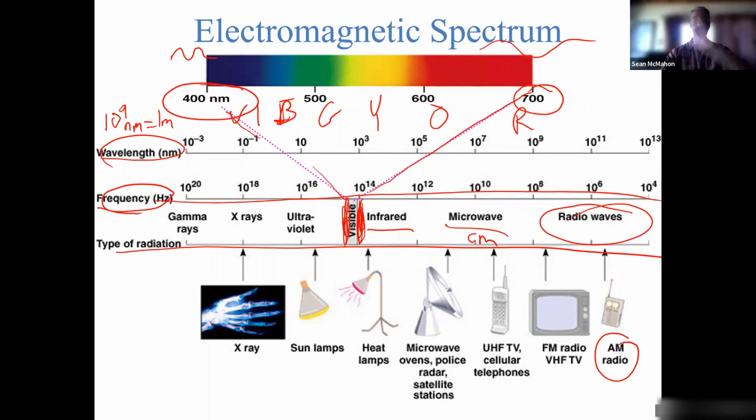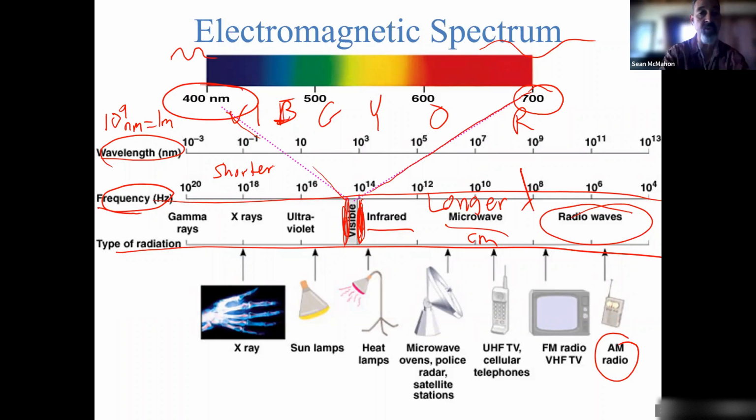Now, if I go to the other side of the spectrum, so these are all longer wavelengths, which means they have smaller frequencies, right? Because a longer wave means fewer peaks per second. If I go to the other side where I have shorter wavelengths, I'm going to have higher frequencies, okay?